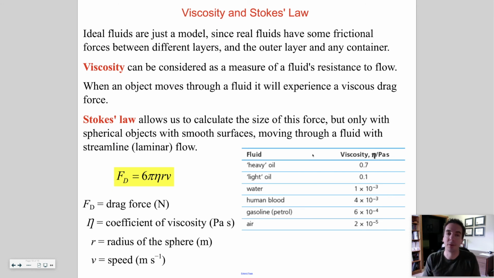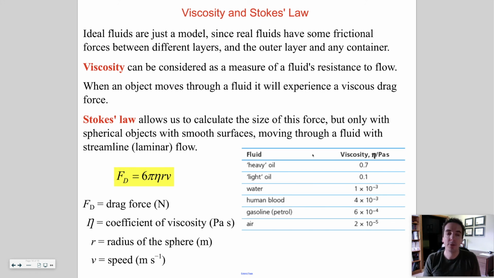Okay, viscosity. We mentioned viscosity is a measure of a fluid's resistance to flow. So something like corn syrup would be a high viscosity, whereas rubbing alcohol would have a low viscosity. Ideal fluids, just like ideal gases, are just a model. Real fluids have some frictional forces between different layers and the outer layer in any container. Just like a real gas, there are intermolecular forces between the molecules. But viscosity can be considered as a measure of a fluid's resistance to flow, like I just mentioned.